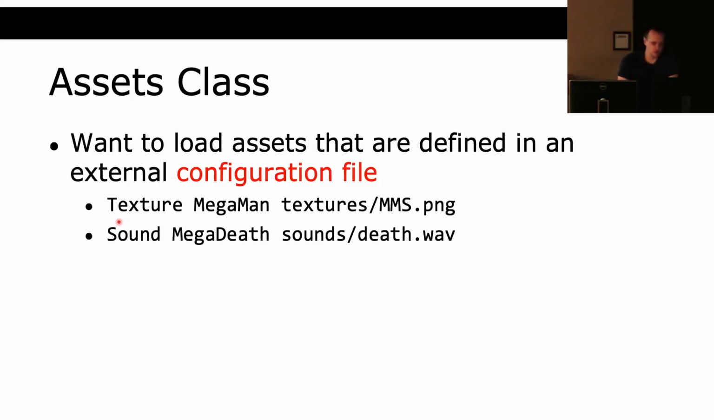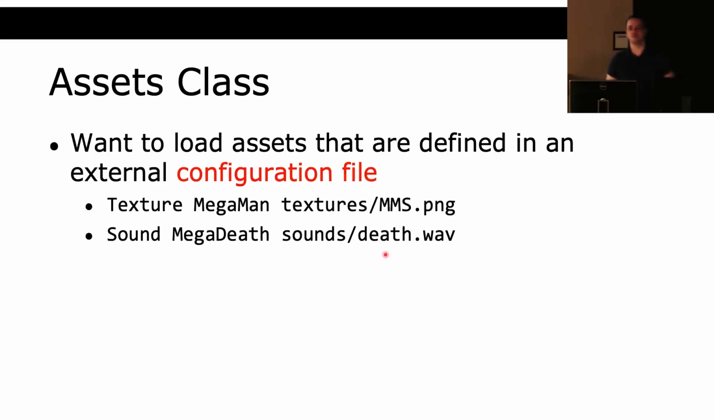So for example, these are a couple of lines from the assets configuration file from assignment 3. So we're going to say, okay, this is one line. Load a texture, call it Mega Man, and then here's the path to the texture. Load a sound. It's called Megadeth, not the band Megadeth, but the death sound that Mega Man has. And then this is the sound path, right?